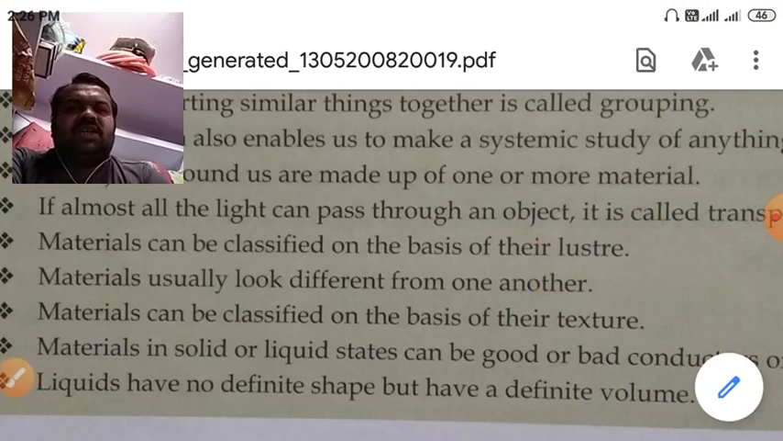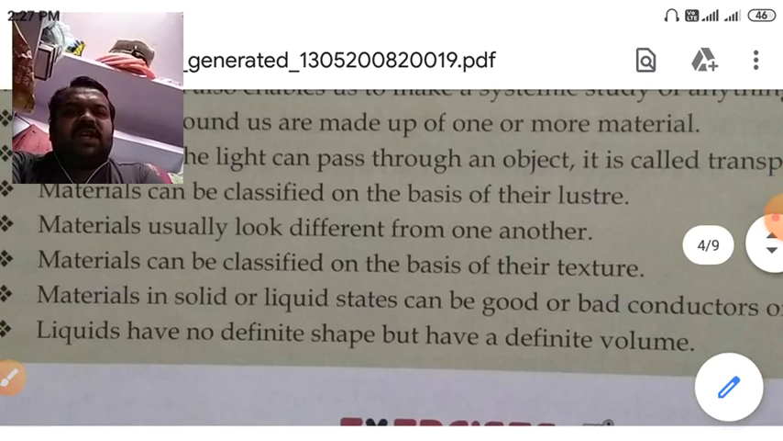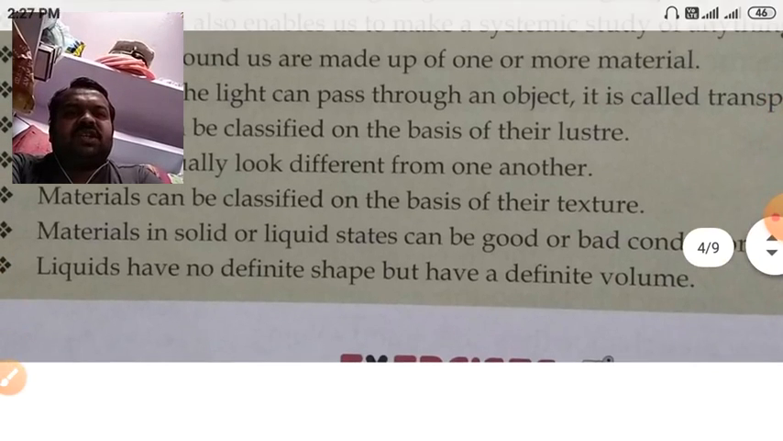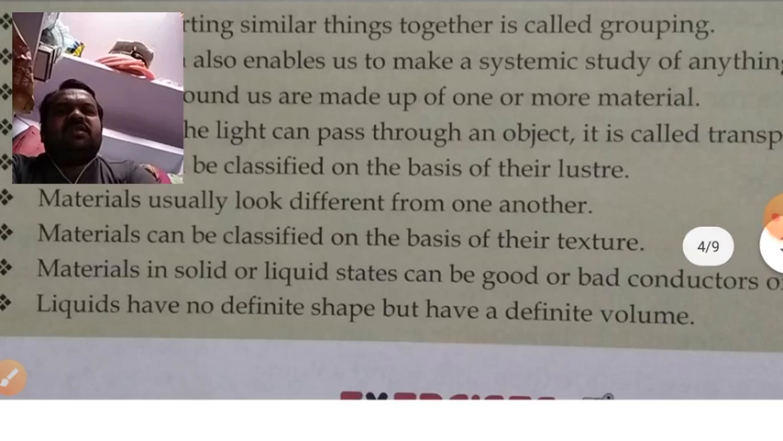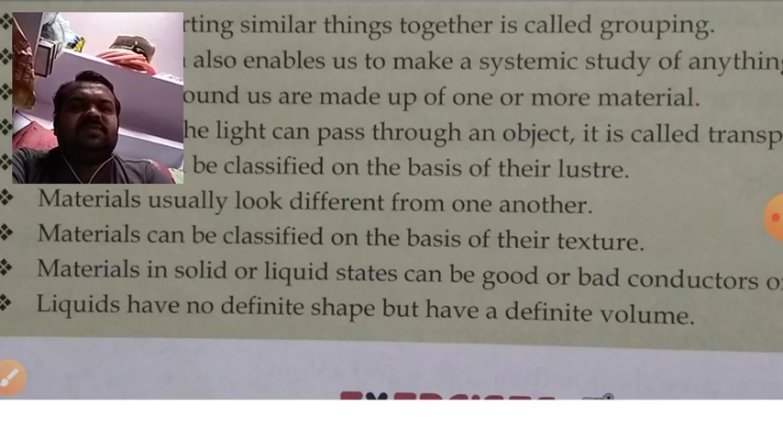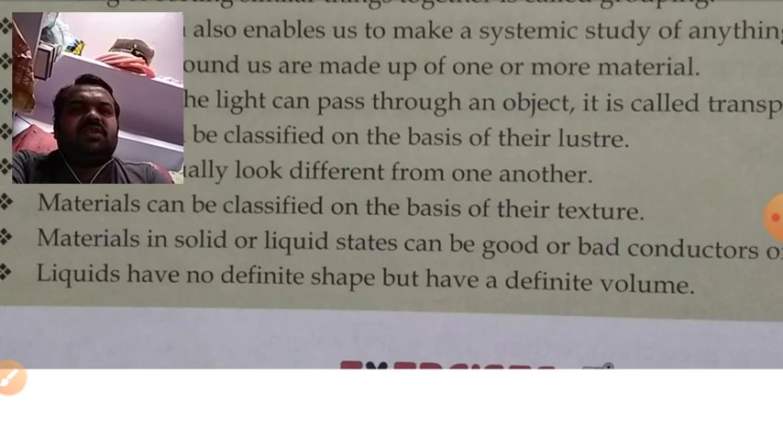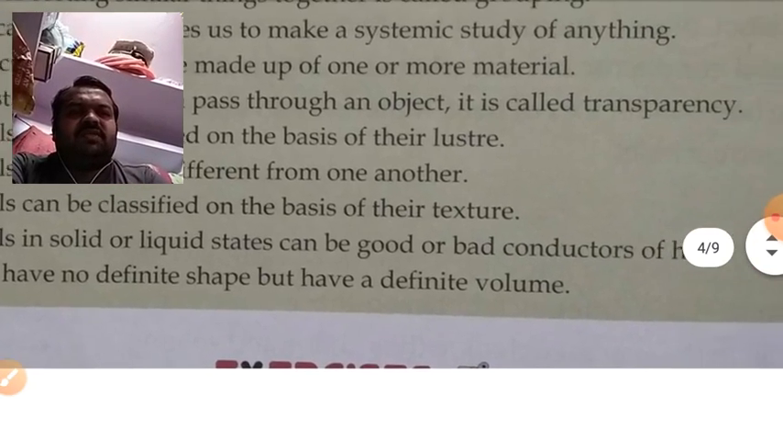Materials usually look different from one another. This is known as appearance. Materials can be classified on the basis of their texture. Texture means how the thing feels to touch. Materials in solid or liquid states can be good or bad conductors of heat.